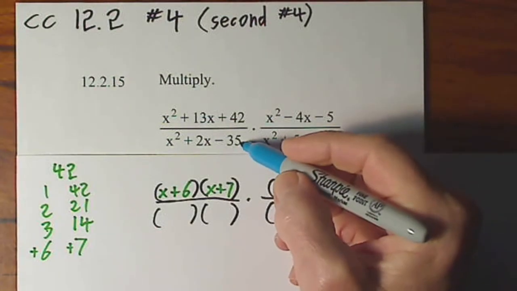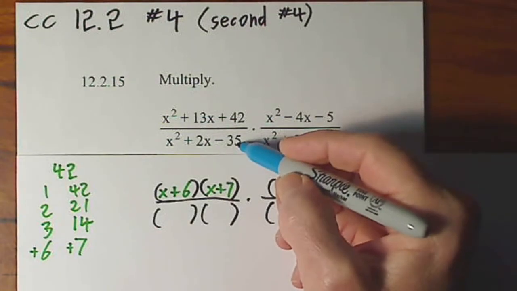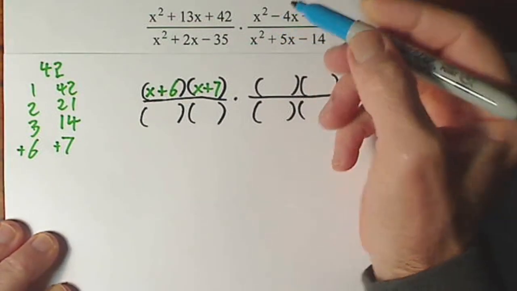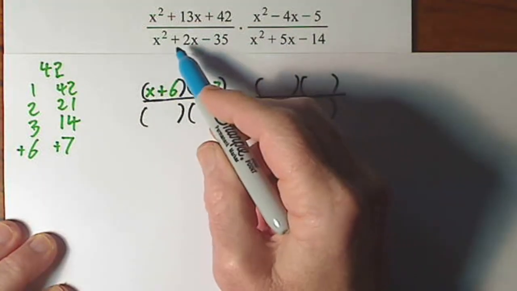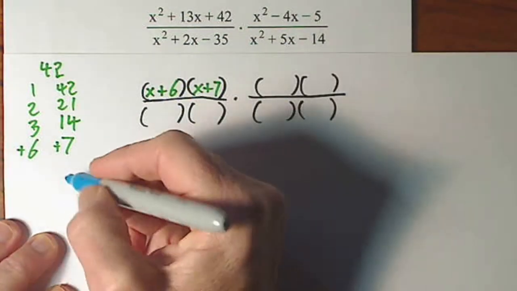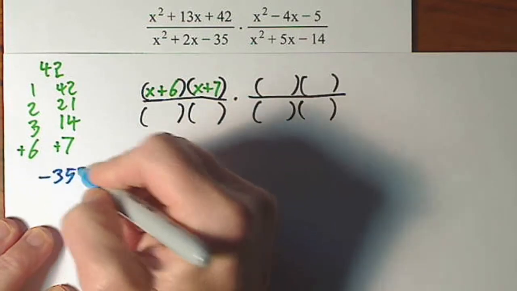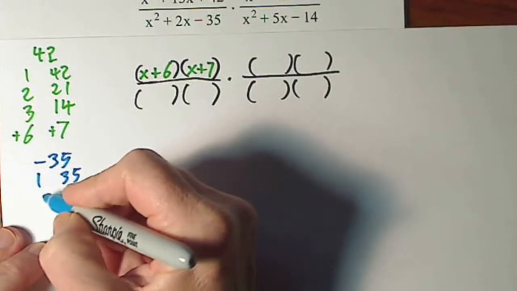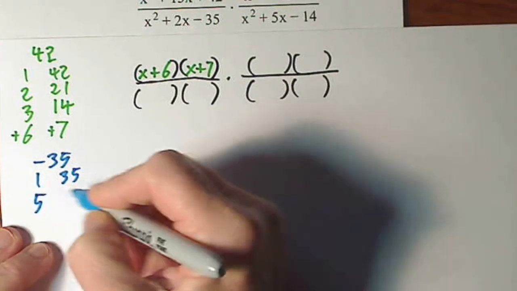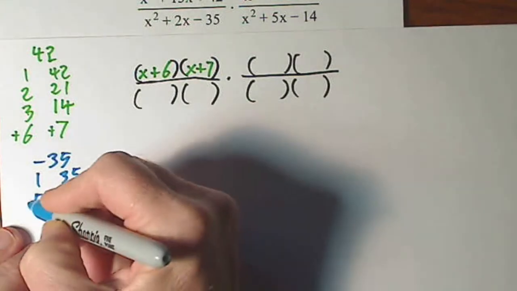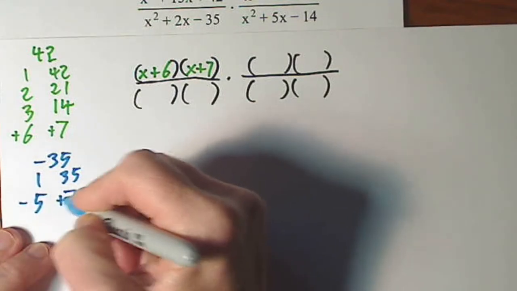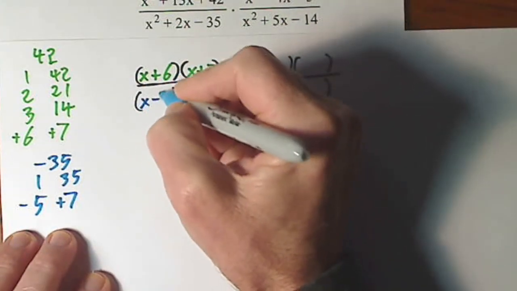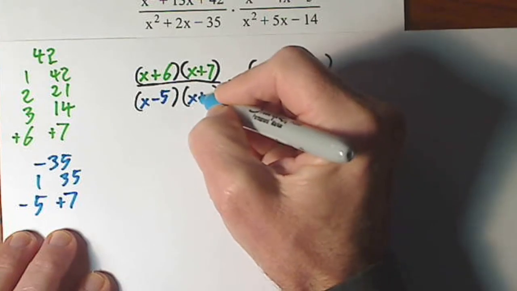Turning our attention to the denominator, I want all the factors of negative 35, and I want to figure out what will give me a difference of positive 2. So for negative 35, we have 1 and 35, 2 won't work, 3 won't work, 4 won't work, 5 times 7. So if we have a negative 5, positive 7, that will give us a difference of positive 2. So we have x minus 5, x plus 7.